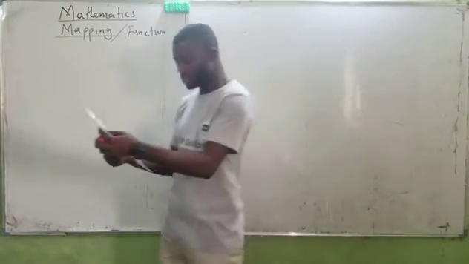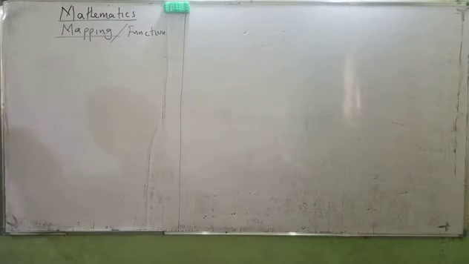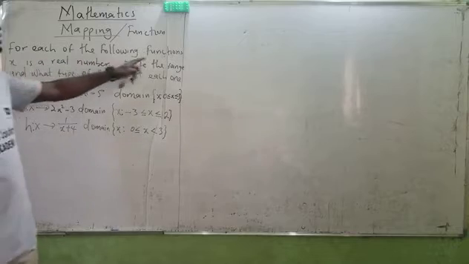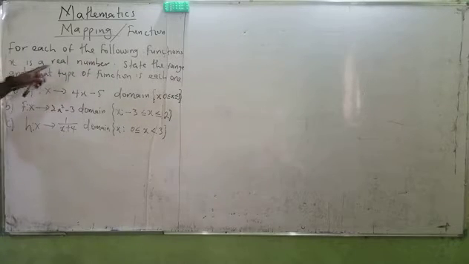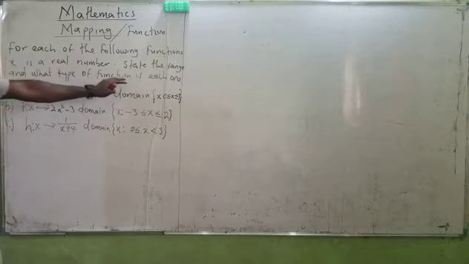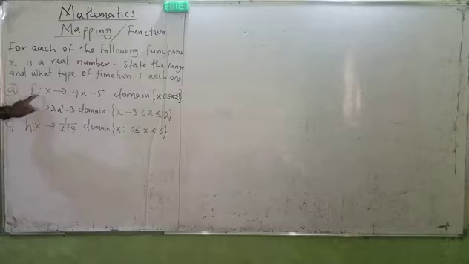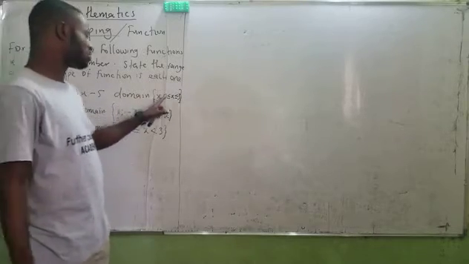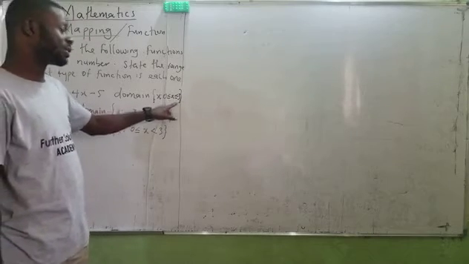Okay, now I have this question here. This is the first question. Permit me to write it down so that it will be very fine. Now look at these problems. For each of the following functions, x is a real number. State the range and what type of function each one is. A, f of x equals 4x minus 5, domain 0 less than or equal to x less than or equal to 3.